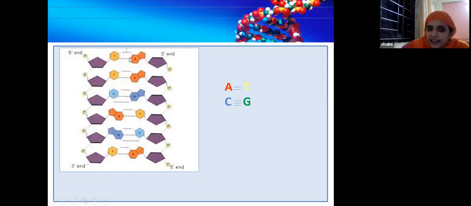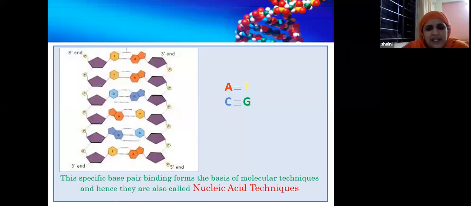So, adenine always binds to thymine by a double bond, and cytosine always binds to guanine by a triple bond. So this base pairing is very specific. Adenine will never bind to anything else, and guanine will not bind to thymine.